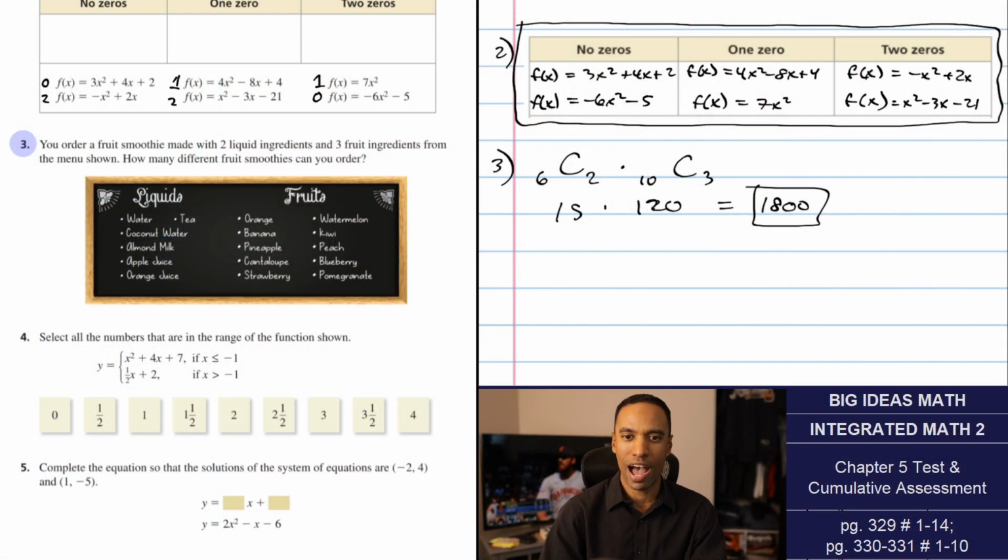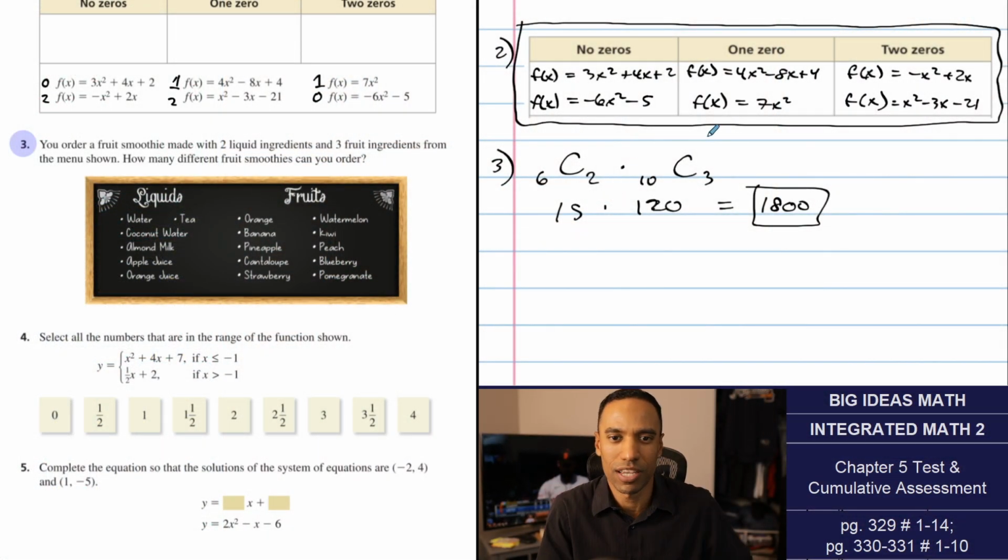10 choose 3 is 120. So 15 times 120, what is that, 1800? Equals, I'm going to assume it's 1800. So 1800 different, wow, and that's in order, doesn't matter.